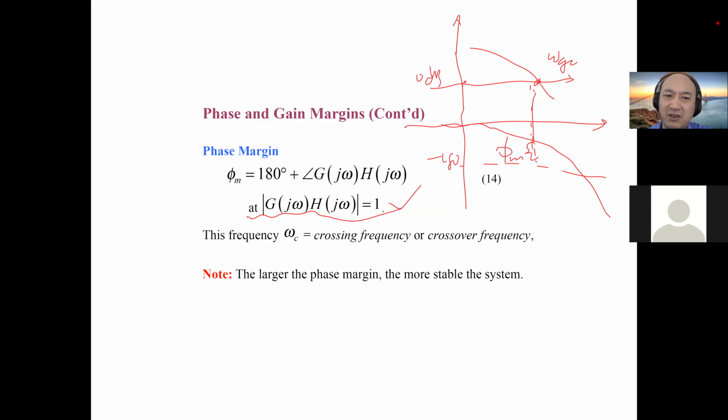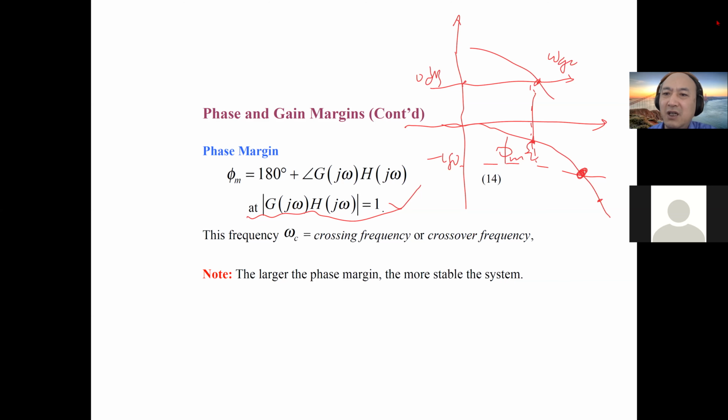So this is called phase margin. Remember, the system in this case is called stable. Why? Because in this closed loop, the signal will never reverse. Okay, never reverse. It always gets attenuated. Only when you have 180 degrees, this is a phase crossover.